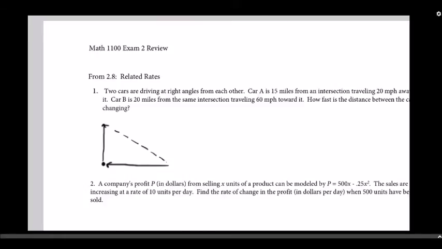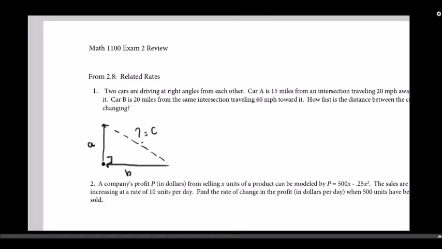Now, if we have a right triangle here, then this distance is the hypotenuse of a right triangle, which can be described using Pythagorean's theorem. So if we say A, B, and C, then we have to try to figure out what the question is actually asking. How fast is the distance changing? So it's not asking the actual distance, it's asking how fast is the distance changing.